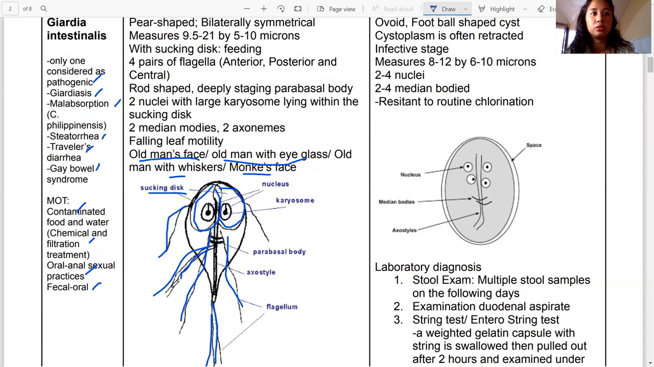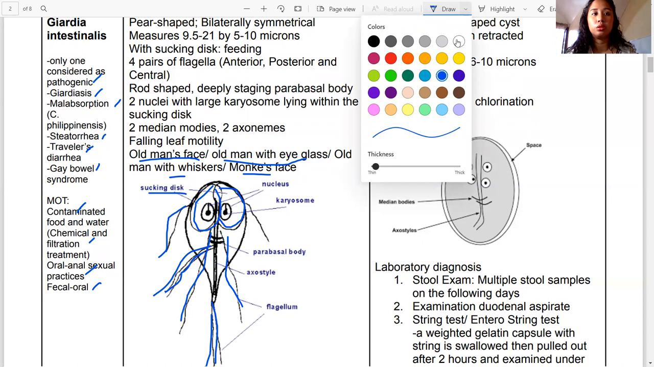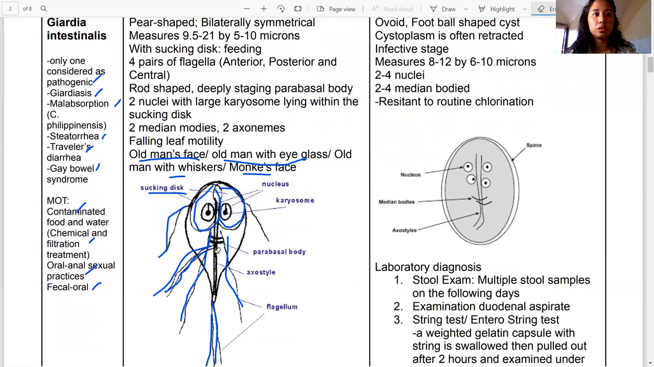Can I undo? Erase. Okay. So, the sucking disc. The flagella should be 8: 4 pairs. Anterior, posterior, and central. Two in the central. So, rod shape.